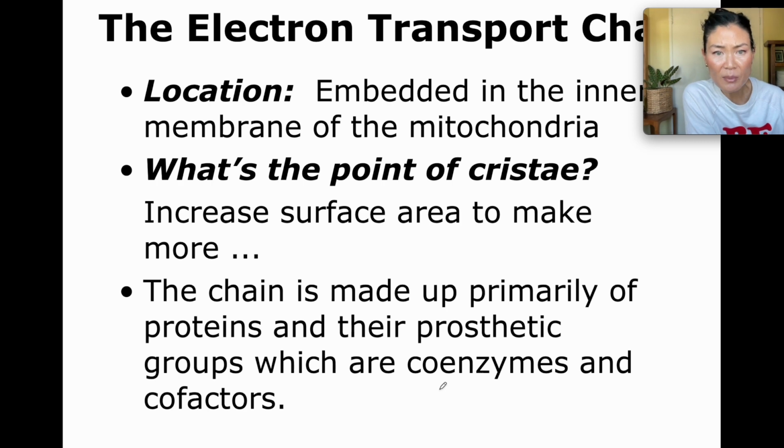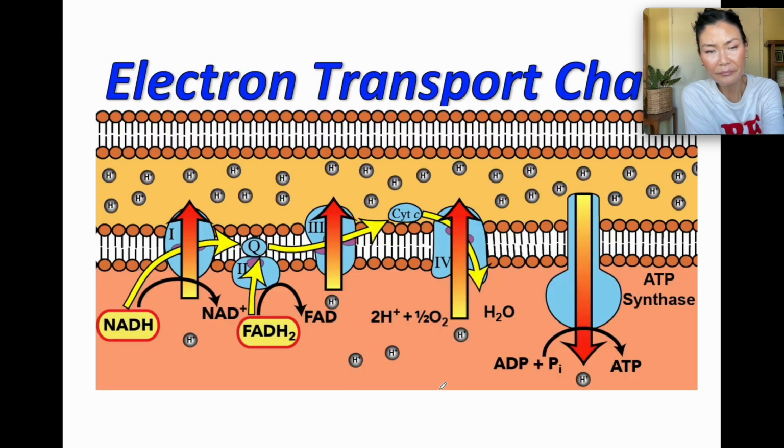So the electron transport chain, again, where is it? It's embedded in the inner membrane of the mitochondria. And what's the point of having a highly folded inner membrane or all that cristae? It's to have as many ETCs or electron transport chains embedded in there so you can make as much ATP as you can, okay? So again, this is what it looks like.